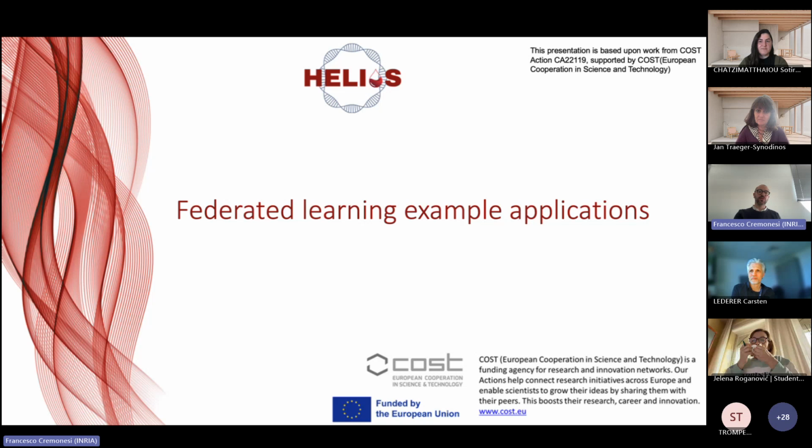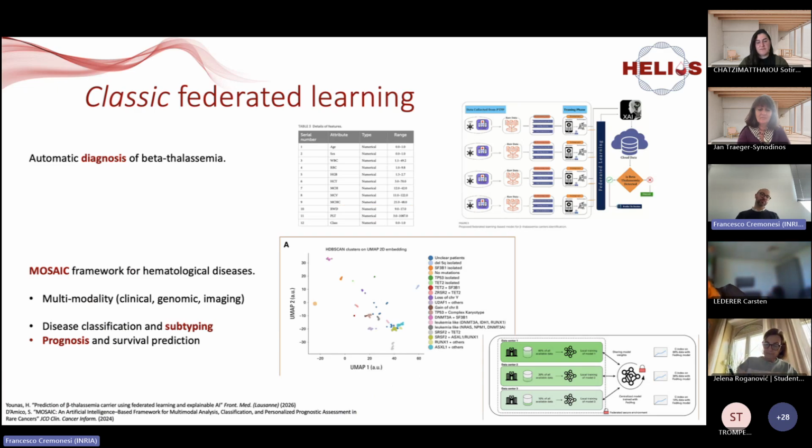Okay. So what are some example applications? There are some papers that are specific to hemoglobinopathies, not that many. Maybe five when you look for federated learning and hemoglobinopathies. There is one paper that talks about diagnosis of beta thalassemia from, I think, lab results, if I remember correctly.